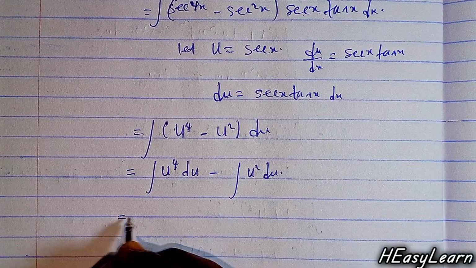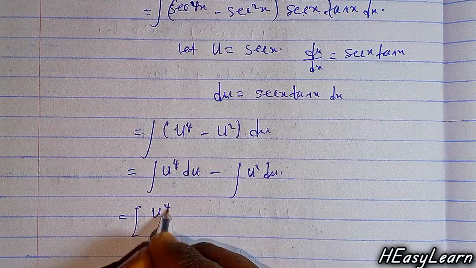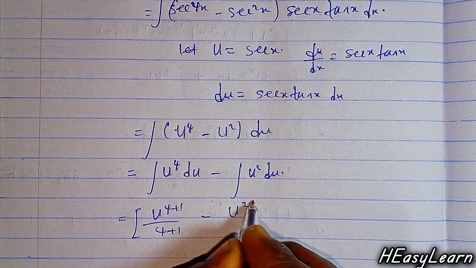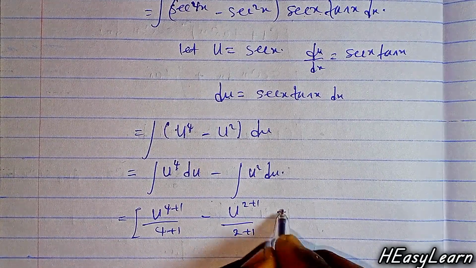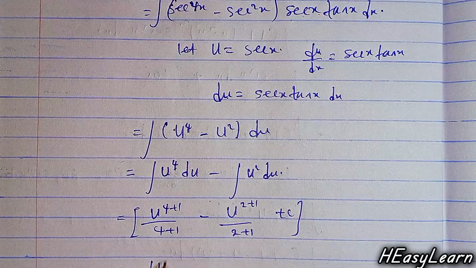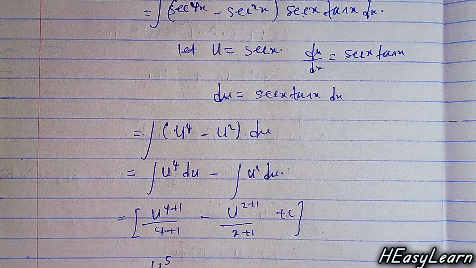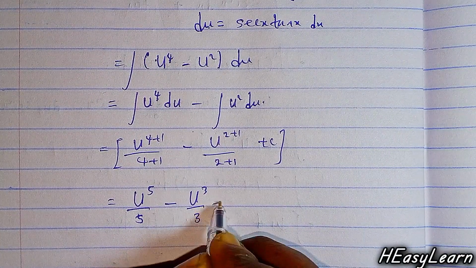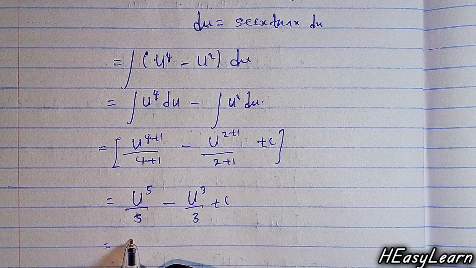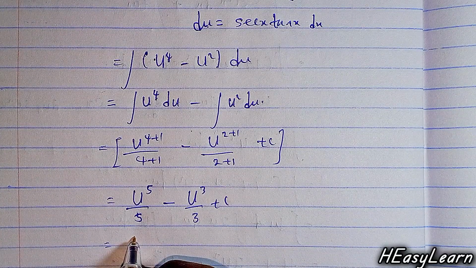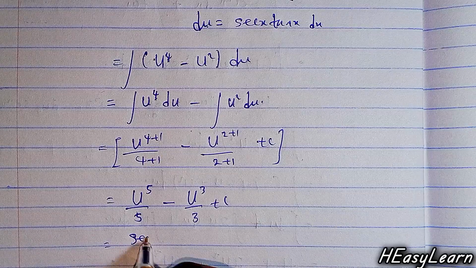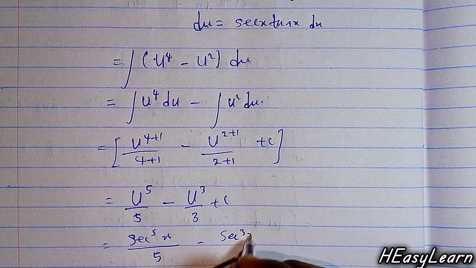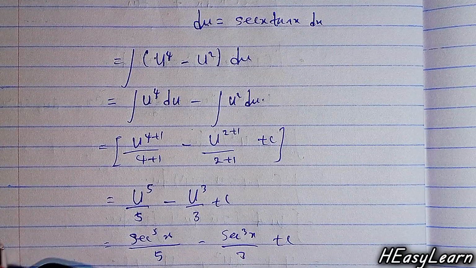Now you can apply the direct integral: add 1 to the power over the new power, minus add 1 to the power over the new power, plus the constant of integration. The same thing as u to the power of 5 divided by 5 minus u to the power of 3 divided by 3 plus the constant of integration. But remember that from above, u is equal to sec x. This is the same thing as sec 5x divided by 5 minus sec 3x divided by 3 plus the constant of integration.